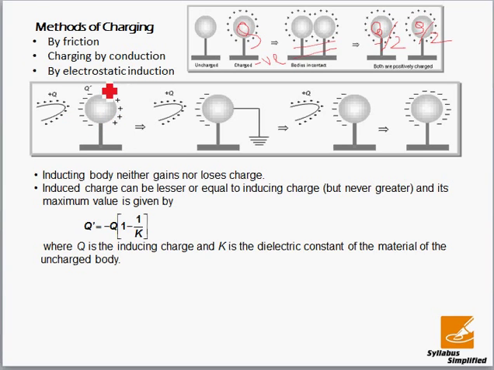The third method is by electrostatic induction. What happens over here is that we initially have an uncharged body. So the body over here in this stand is the uncharged body. Now we bring a charged rod in front of it. Suppose over here we have brought a positively charged rod.